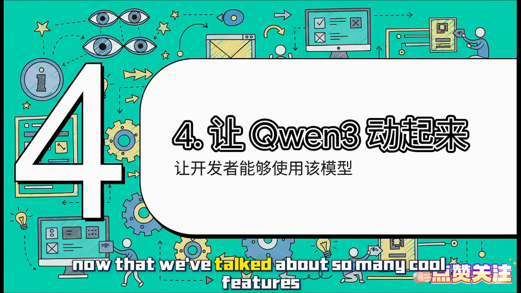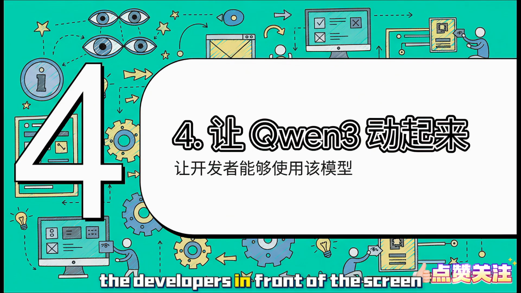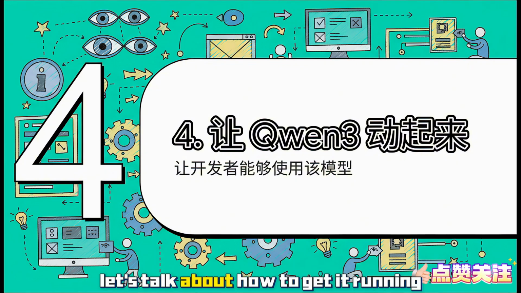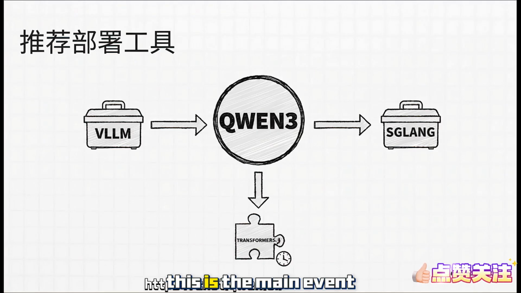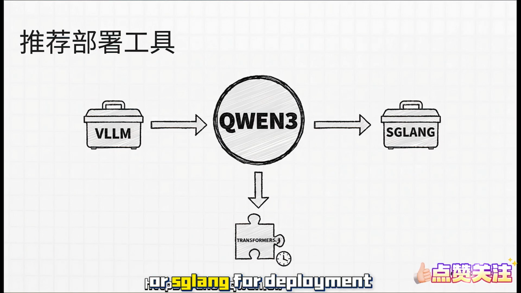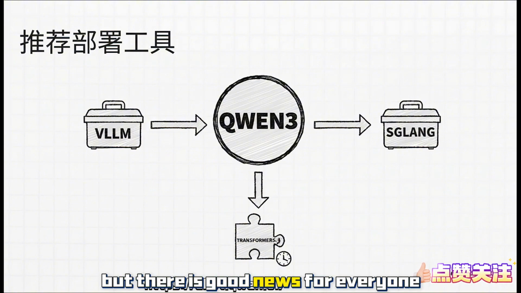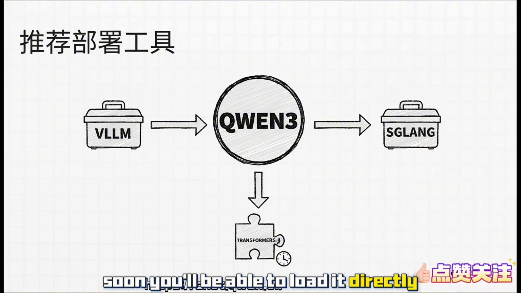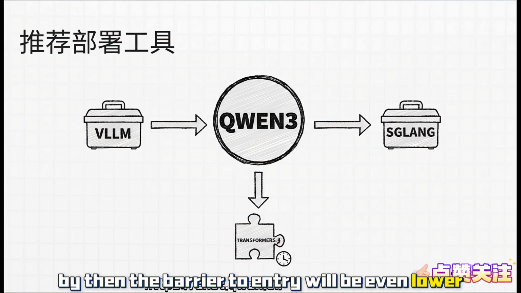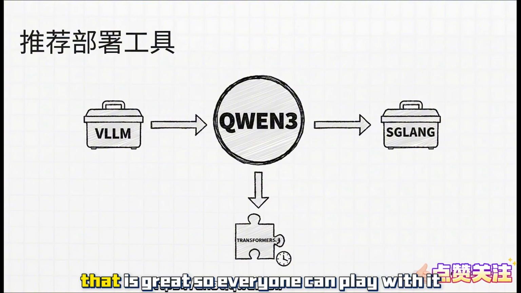Alright, now that we've talked about so many cool features, the developers in front of the screen must be eager to get their hands on it. The most crucial question is, how can I actually use this awesome thing? Let's talk about how to get it running. This is the main event. Okay, as it stands, the official recommendation is to use tools like VLLM or SGLang for deployment. But there is good news for everyone. Soon you'll be able to load it directly through the very familiar Hugging Face transformers. By then, the barrier to entry will be even lower, making it very convenient. That is great, so everyone can play with it.